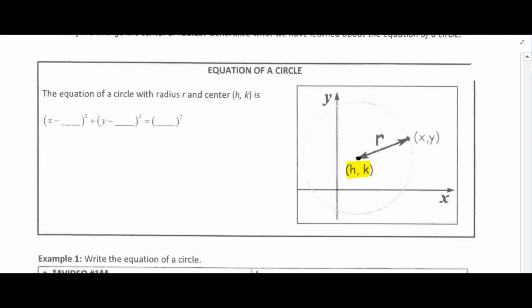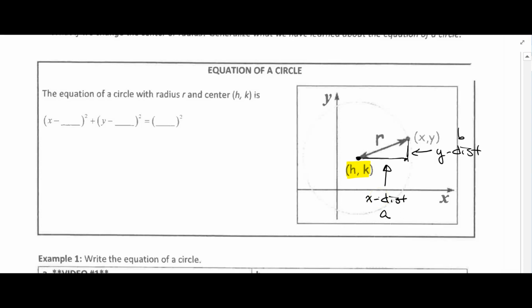Based on the results of our previous example, for the equation of this circle with radius r and center HK, we're still making a triangle here, and we're still representing this as the x distance, and we're still using this as the y distance. This would be our A and this would be our B, and we're still using the Pythagorean theorem.